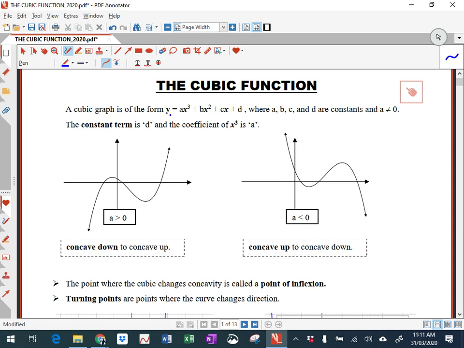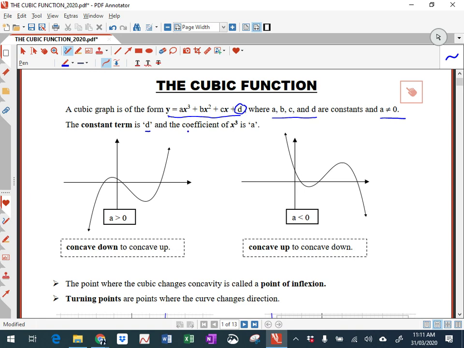So a cubic graph is of this form here: ax cubed plus bx squared plus cx plus d. Now a, b, c, and d are constants, and a cannot be zero. A can't be zero because then you wouldn't have a cubic, you'd have a quadratic instead. Now the constant term is d, the term without any pronumeral.